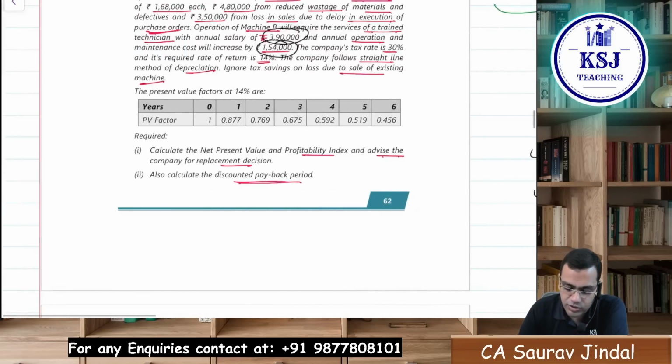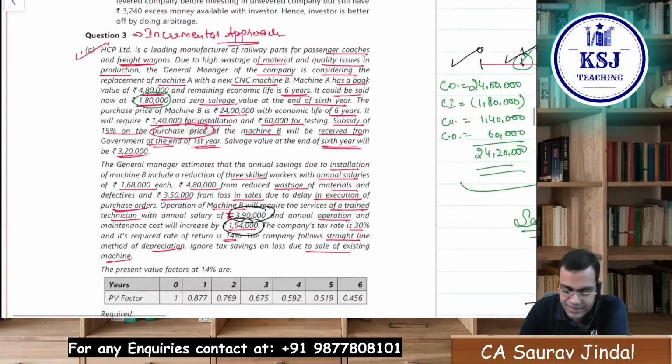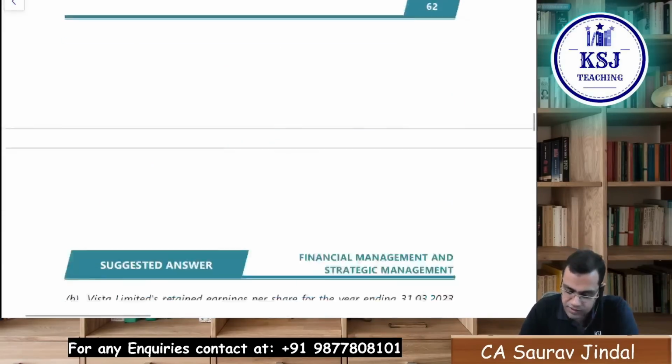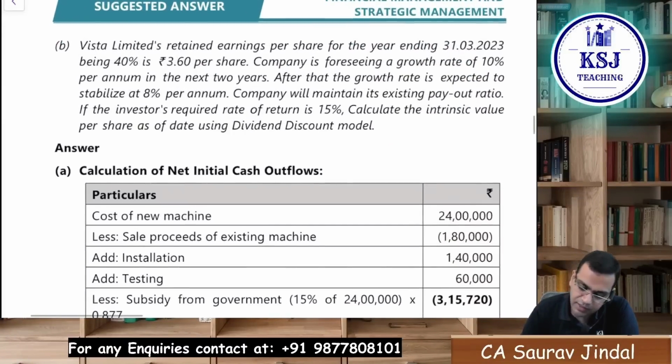So a very good question on capital budgeting, sir. Easy. It is not at all difficult. The only thing is you need to identify that it is to be done by incremental approach, right? So question number 3, A part done. Question number 3, B part.